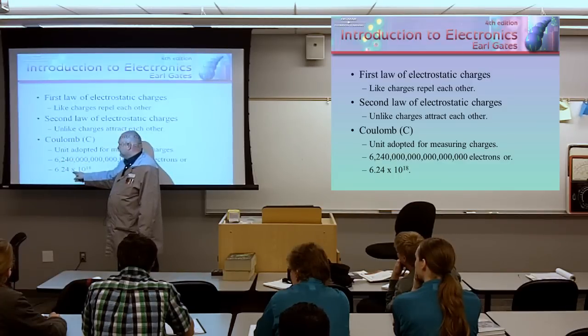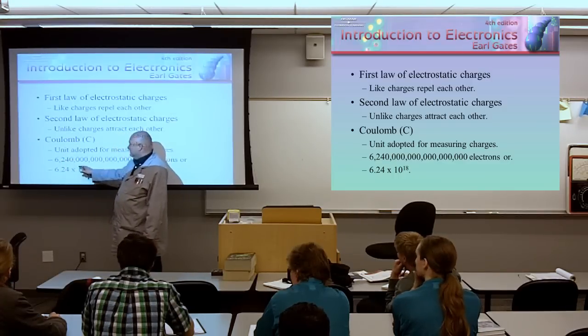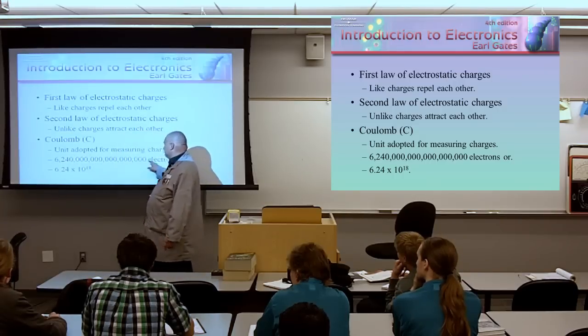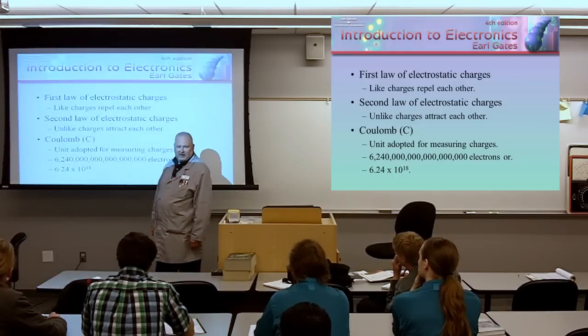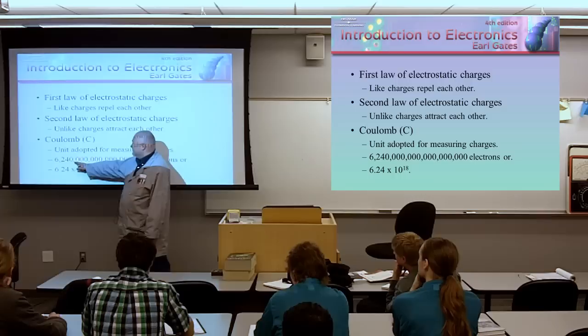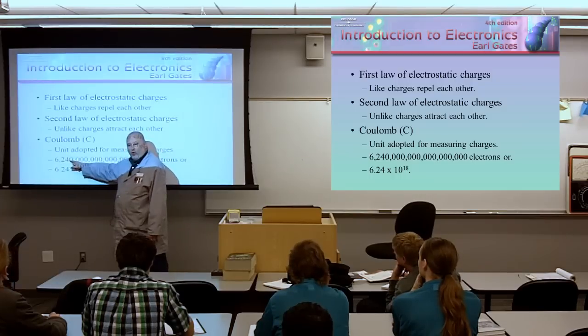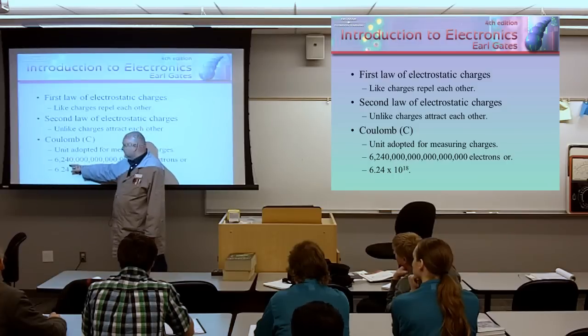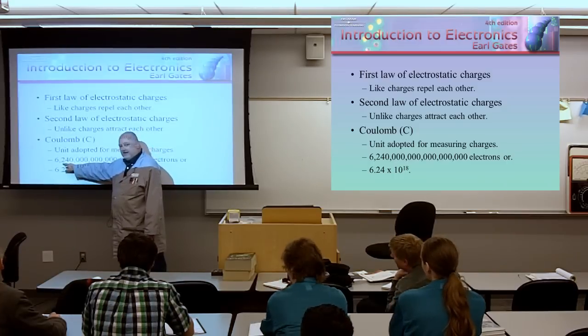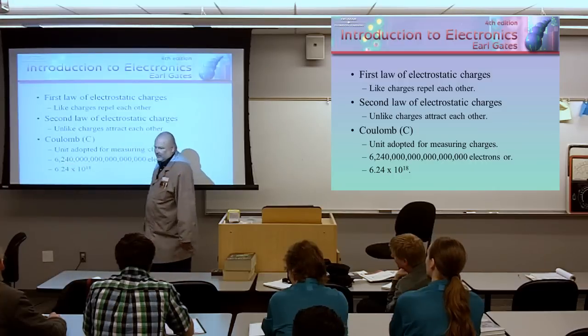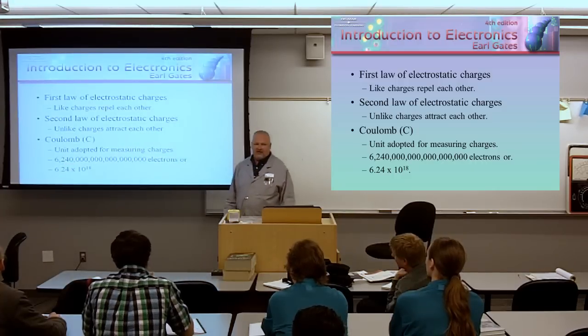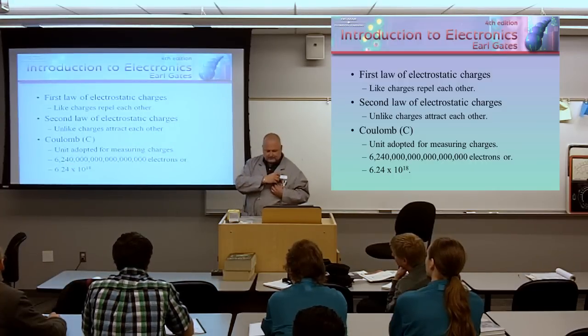So 6.24 times 10 to the 18th means there's 18 places past the decimal point. In this particular case, since I have 0.24, that means there's going to be 16 zeros after it, right? 16, 17, 18. 16 zeros after that. Does that make sense? Everybody see how I did that? All right.